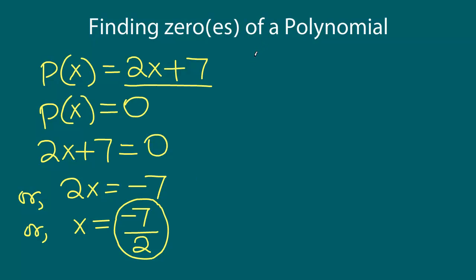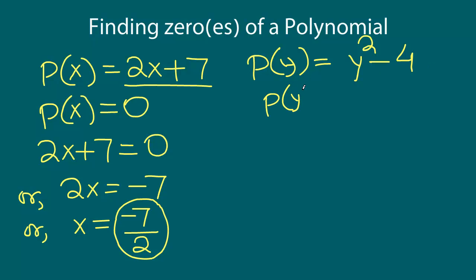Now what about, let's say we have a polynomial in y, and our polynomial looks like y squared minus 4. So this is a polynomial. We will do the exact same thing. We will start out by equating the polynomial to 0. So we will have y squared minus 4 equal to 0.